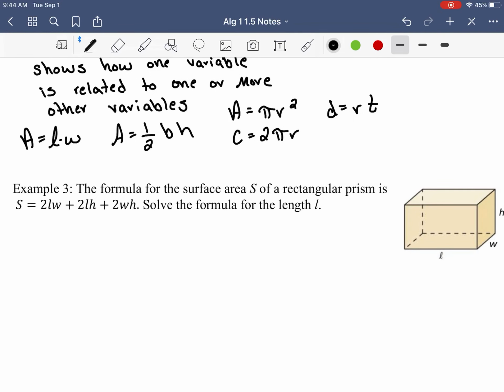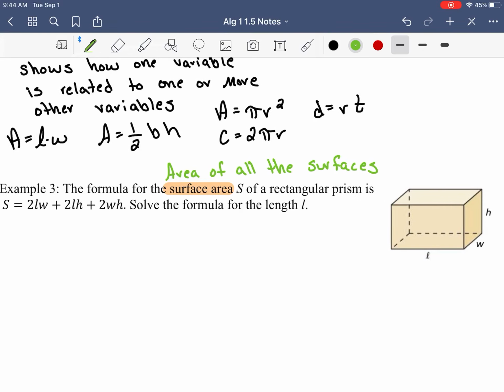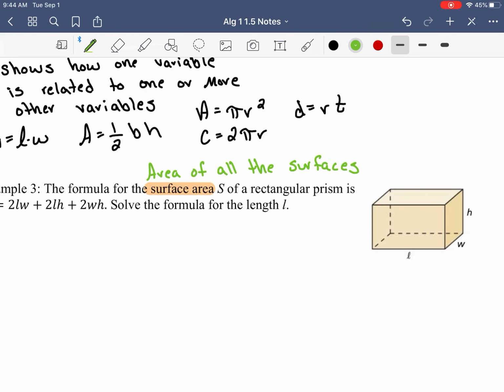So in this next example, the formula for the surface area, first of all, what the heck is surface area? Surface area is really just the area of all the surfaces added together. So if I was going to paint this, here would be the area of this side plus the area of this side plus the area of the top. All those flat surfaces would be the area of all of those.